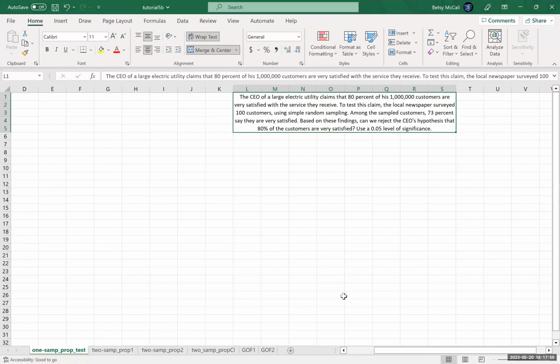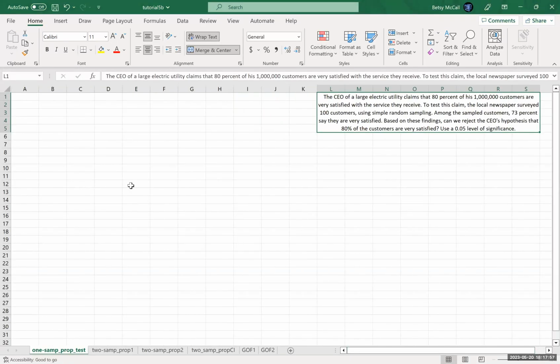All right, so I've copied the problem here so that we can refer to it. Now, I just want to note, if you have data that you're trying to test, in order to get your sample proportion, it's a good idea to use a pivot table in order to get the count of the people, in this case, who say they are very satisfied. And then your total sample is your n, that's your denominator.